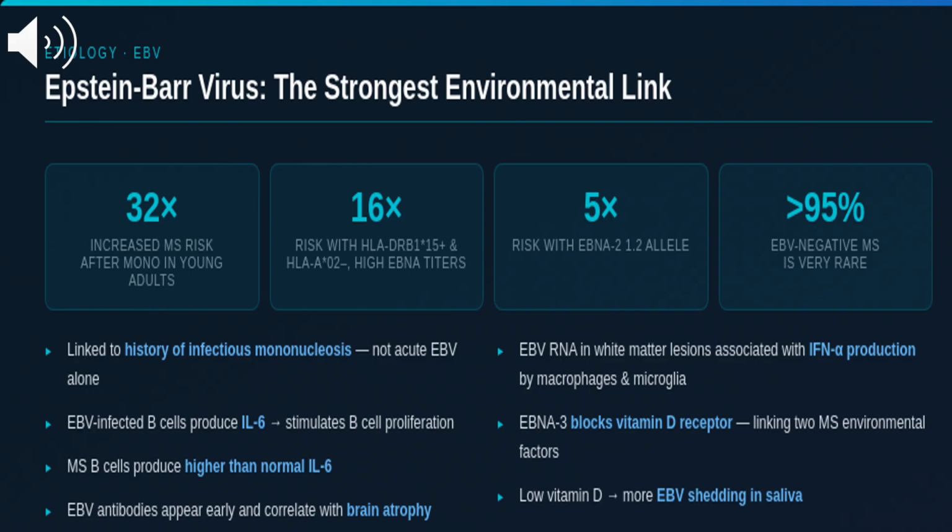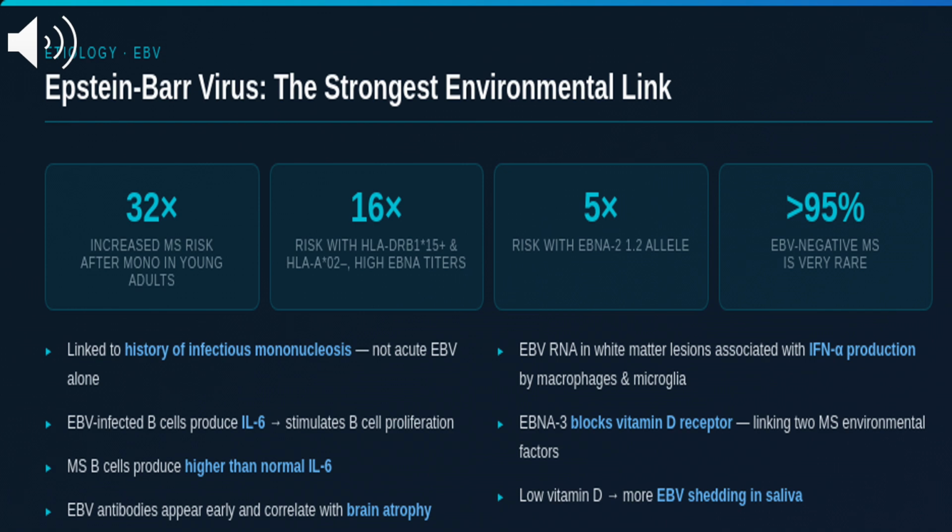The EBNA2 1.2 allele alone quintuples the risk, and EBV negative MS is extraordinarily rare, suggesting that EBV infection is essentially a prerequisite for developing the disease in the vast majority of cases. So why does EBV do this?